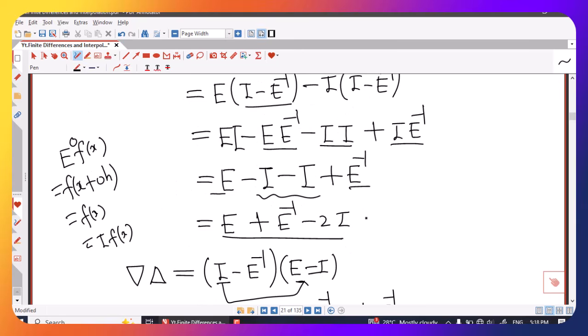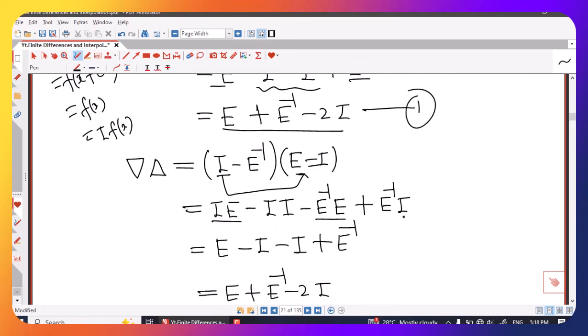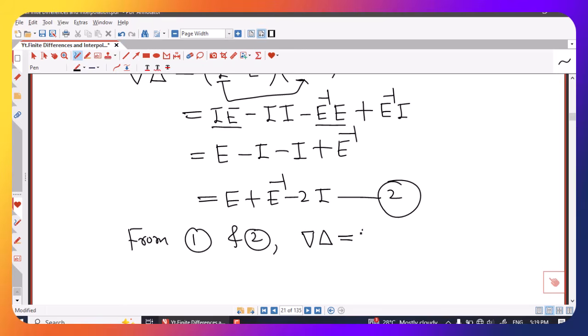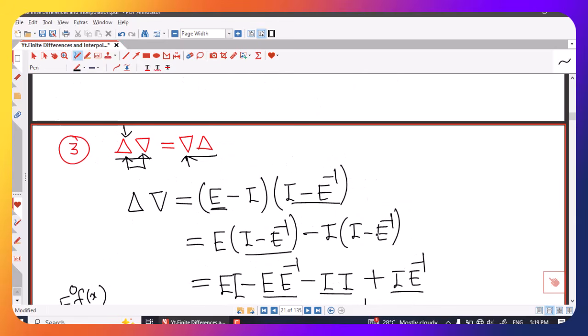So we can give this number 1. This is delta into nebula, and nebula into delta is also the same expression. So we can write that from number 1 and 2 we have nebula into delta equal to delta into nebula. So what we have used here, we have used the relationship between delta and shift operator and nebula and shift operator to prove that the product of these two differences is commutative.